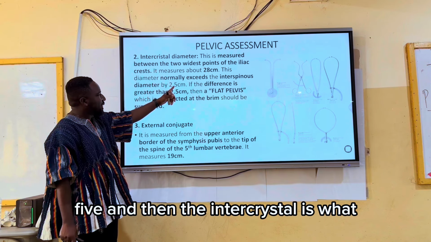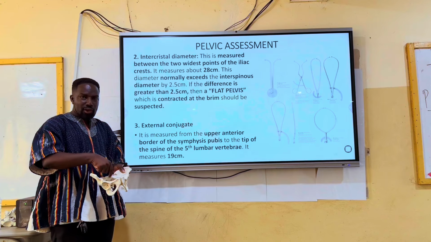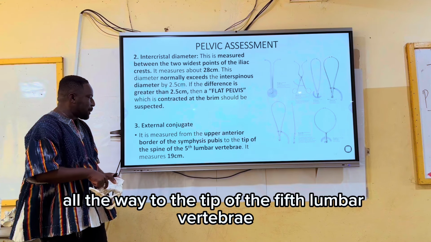And then the last one to measure with the pelvimeter is the external conjugate. It is measured from where? The upper anterior border of the symphysis pubis here. From the upper border of the symphysis pubis all the way to the tip of the spine of the fifth lumbar vertebrae.